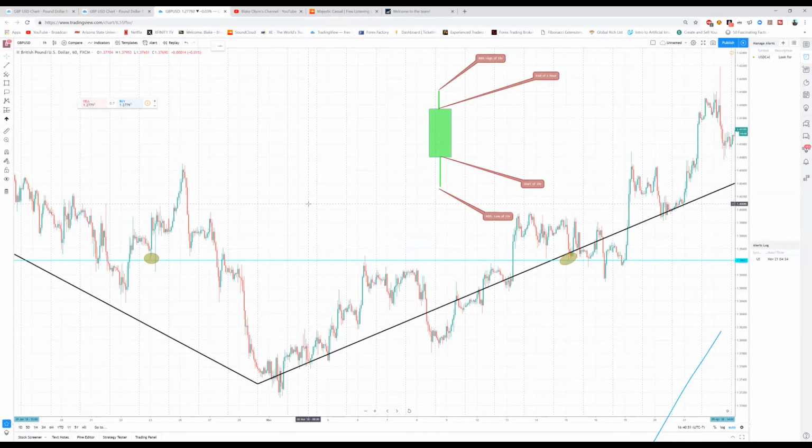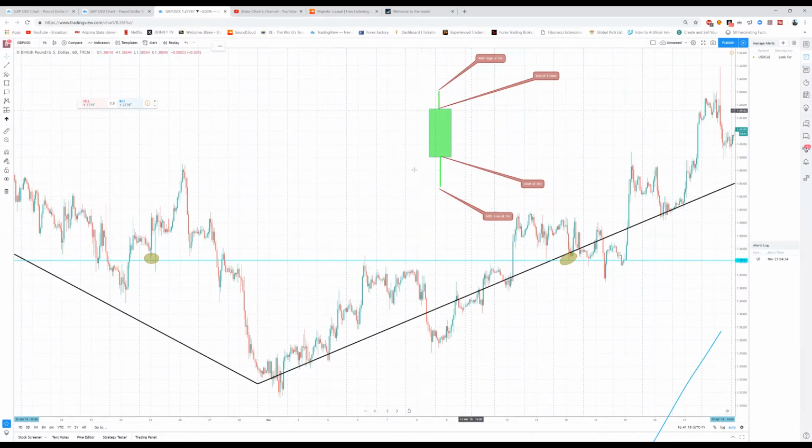So if this was red, what would that tell us instead? Well, if this was a red candle body instead of a green one, the only things that would be different would be the start and the end would be swapped. So if this was red, the start would be at the top of the body of the candle, and then the end would be at the bottom if this were red instead of green.